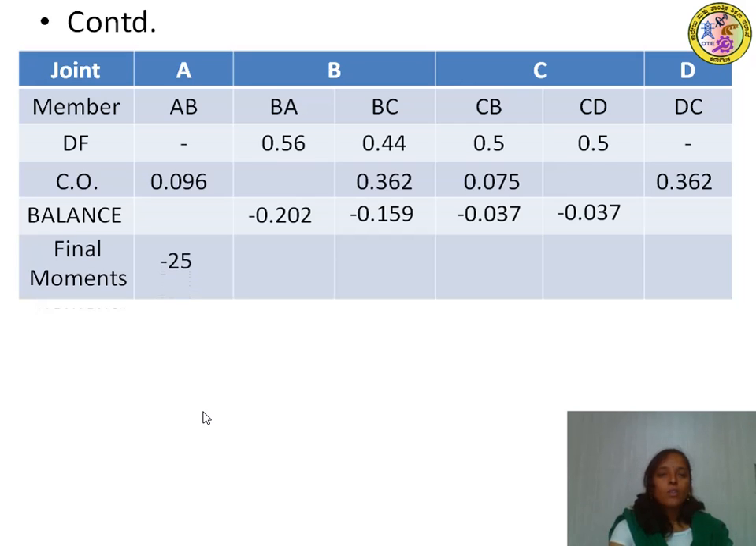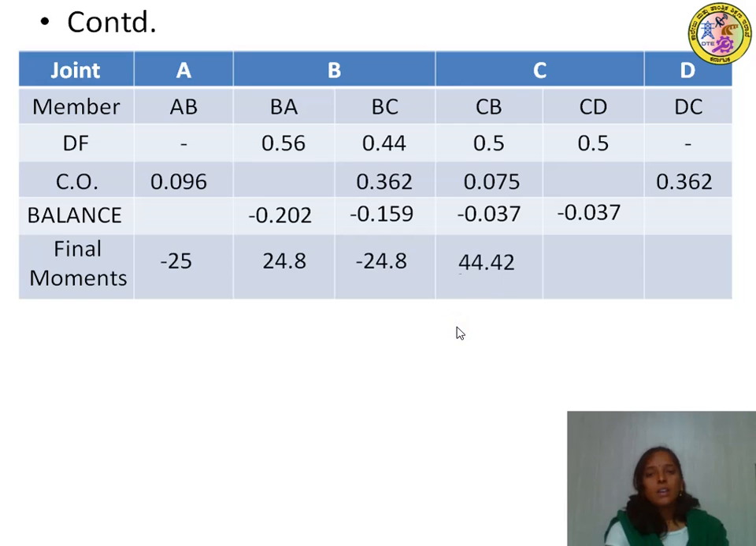So that will be equal to minus 25. Similarly, you have to add all the distributed moment values to the fixed end moment under each column. For member AB we have obtained the final moment as minus 25, and for member BC it is 24.8, and for BA it is 24.8, and for BC it is minus 24.8. Now you can observe the summation of moments at joint B is 0.